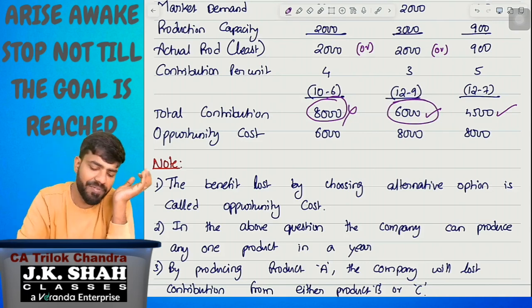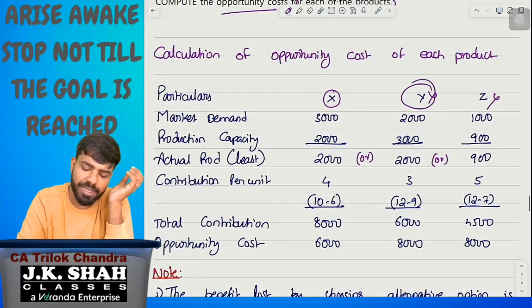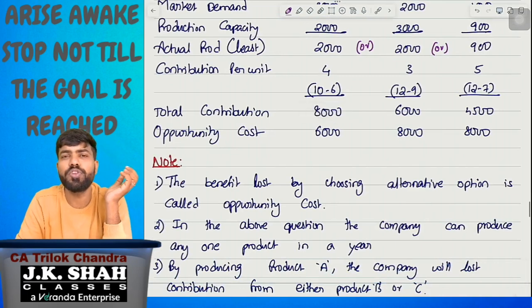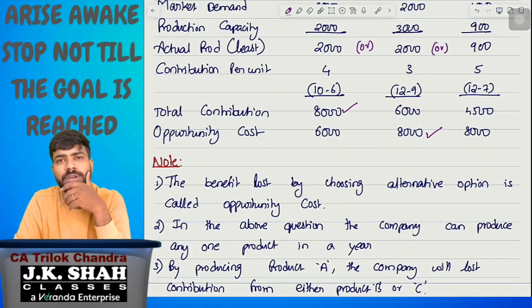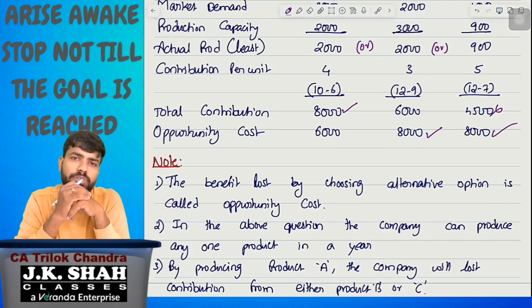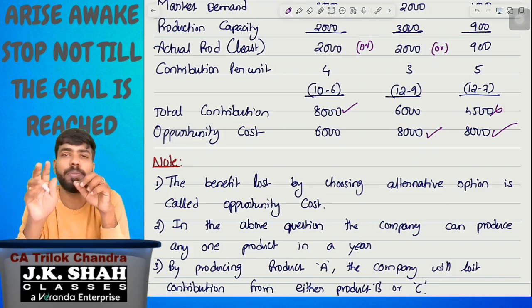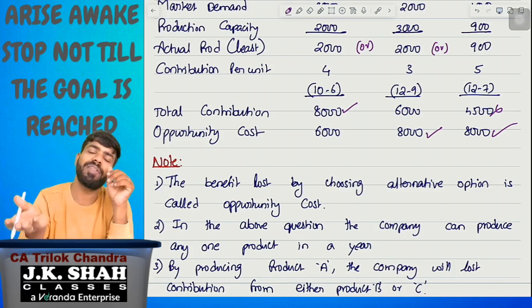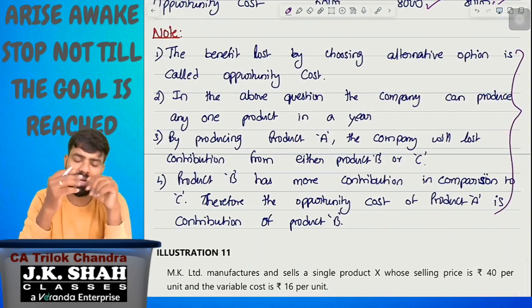Are you understanding? Same way, if you don't produce Y, then what are the options available? X and Z. Out of these 2, which will you choose? Absolutely X, because X has 8,000. So the opportunity cost is 8,000. When it comes to Z, if you sacrifice Z, then you have the option of X and Y, and X gives more contribution. So we go for 8,000 as the opportunity cost. So by not producing the respective product, we are losing the contribution of the alternative single product, not double products. Accordingly, whichever has the more contribution is taken as the opportunity cost. I have clearly mentioned these points in the notes.